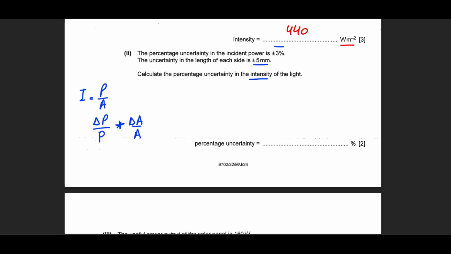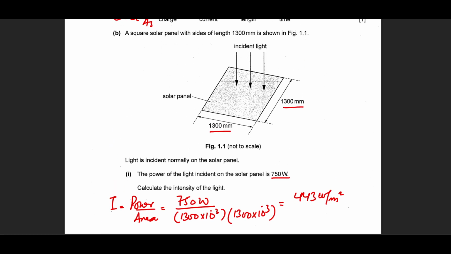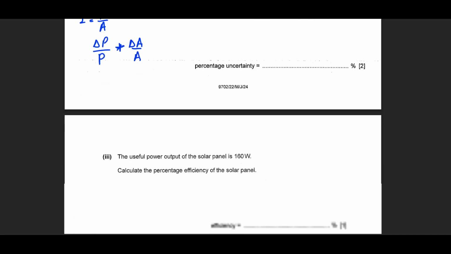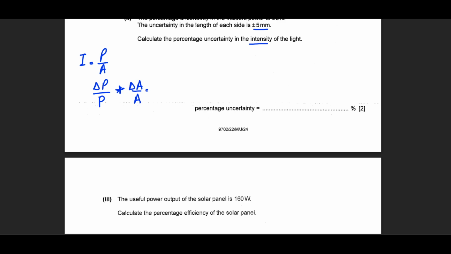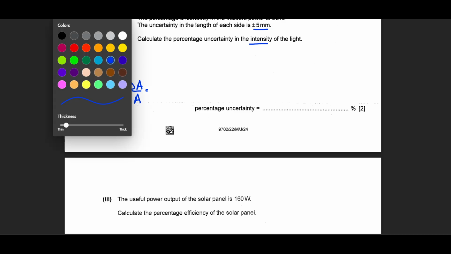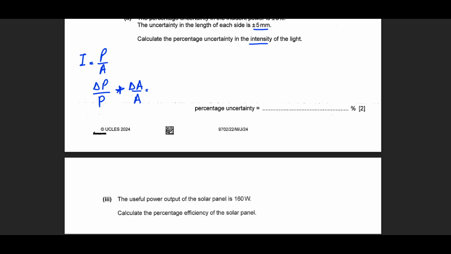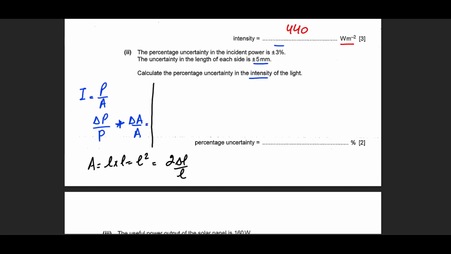And since we do have the calculation of area in terms of 1300 multiplied by 1300, we can open this up as at least 2 times, or if you want to look at it from this perspective, that area, the cross-sectional area, is length multiplied by length, which becomes L square. So this becomes 2 delta L divided by L, right? So in place of delta A by A, we will be using 2 delta L by L. So what does that become?